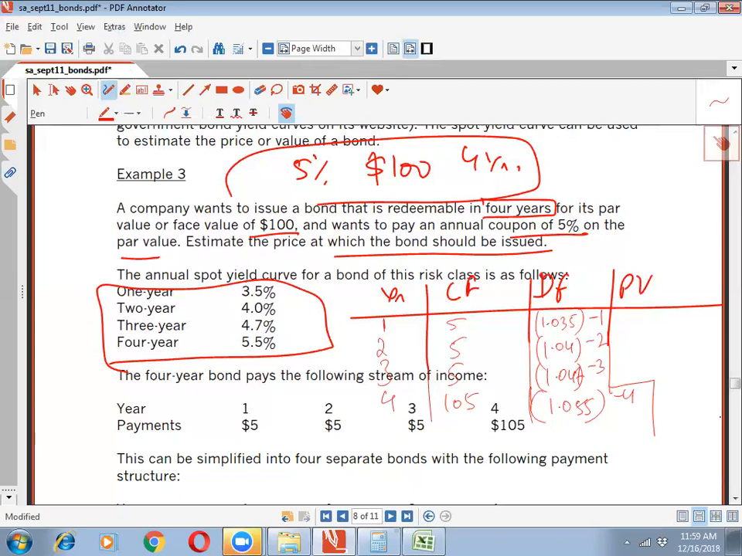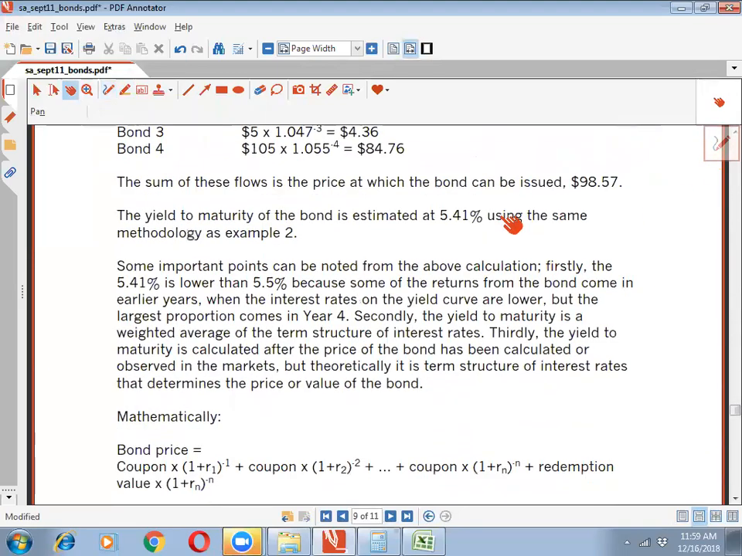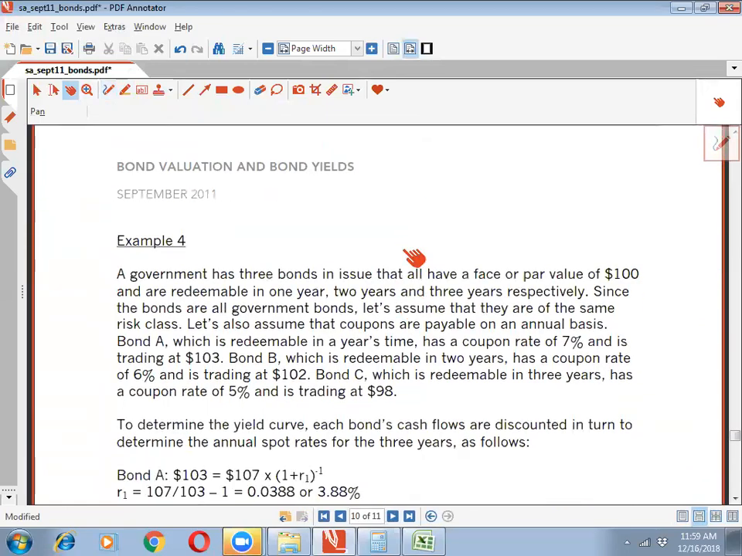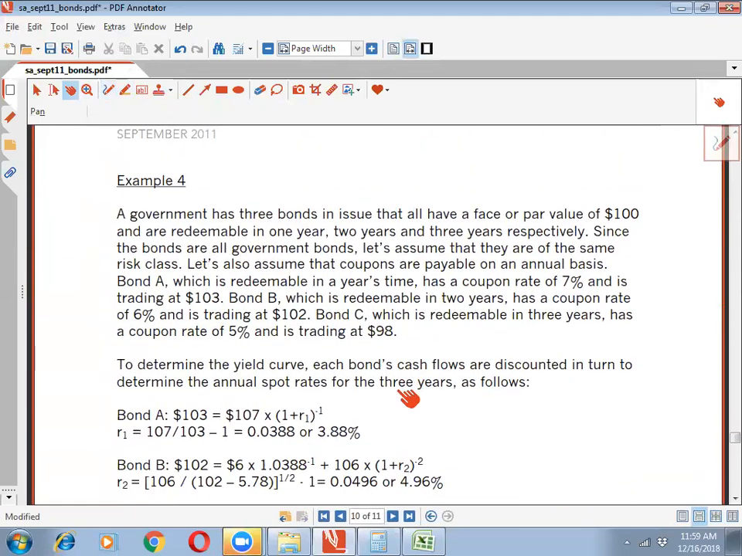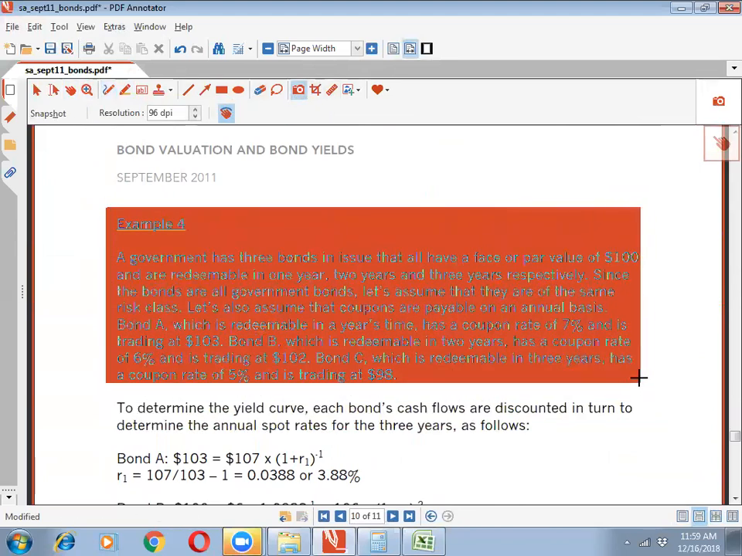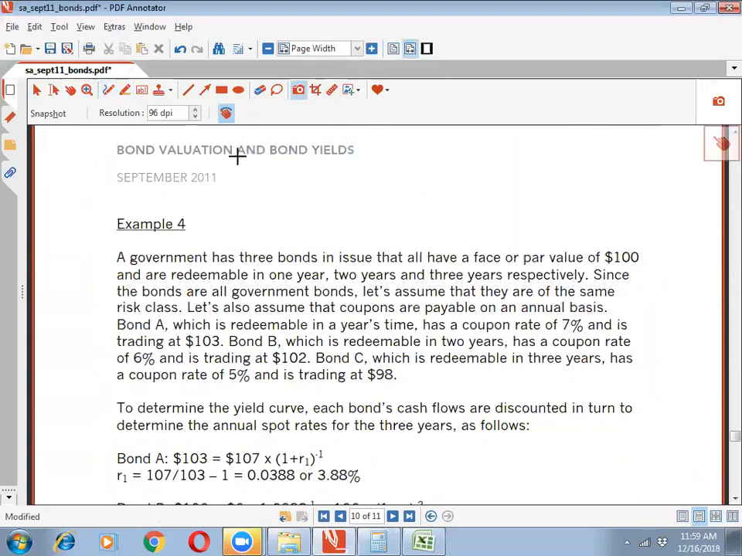Now, there is another scenario that can arise where the examiner may ask you to estimate the yield curve. Now, what could that scenario be? Let's talk about this specific scenario. This is example number 4. The examiner has performed the working, but I would want to do the workings on my own from the start so that you can have a better understanding of it.